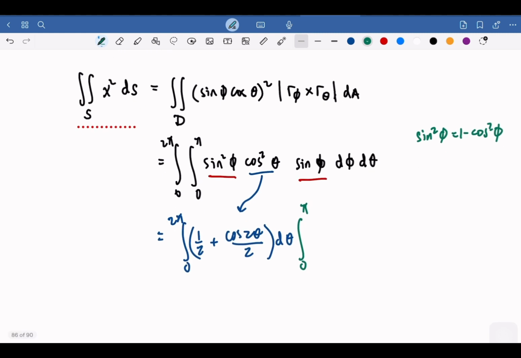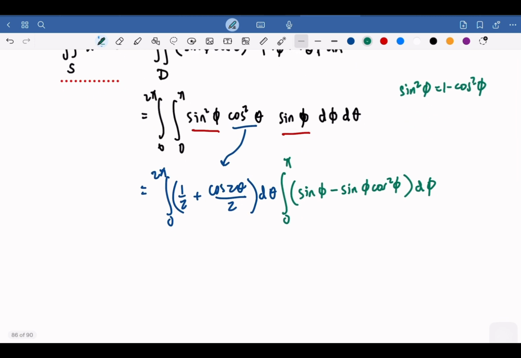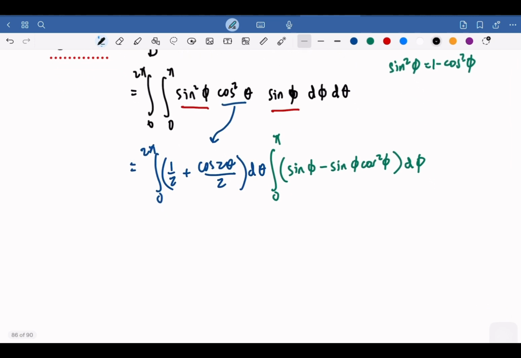So we have sine phi minus sine phi cosine squared phi. Multiply with this sign, it becomes this, and we evaluate. And practically, after you get this, you can turn to your calculator and solve eventually.